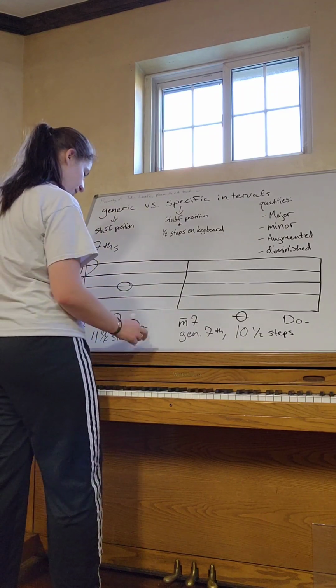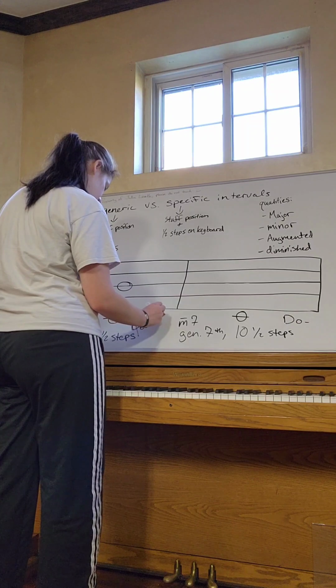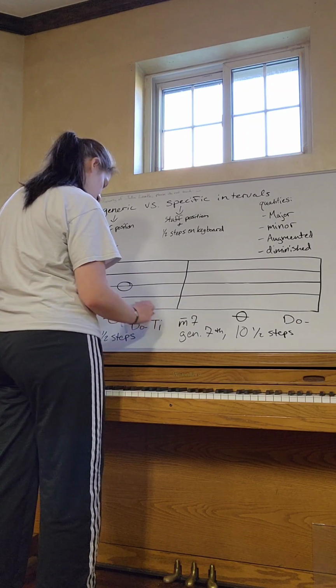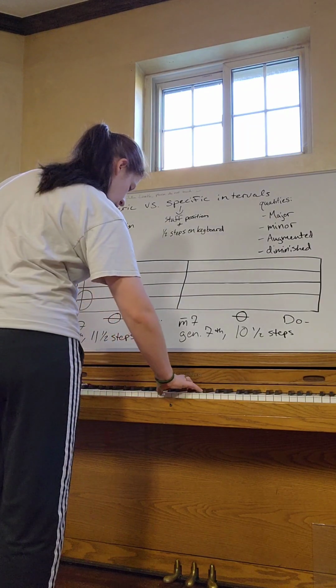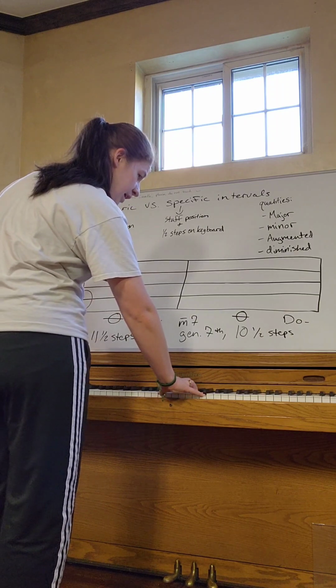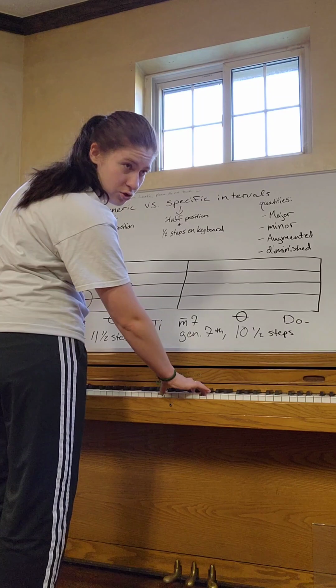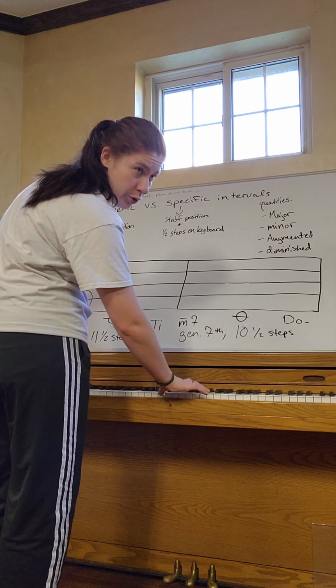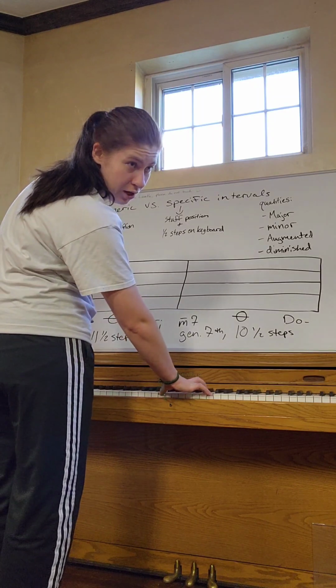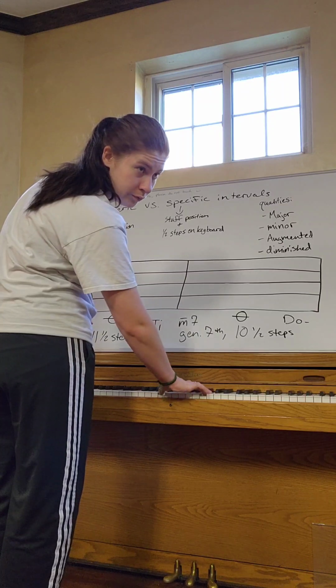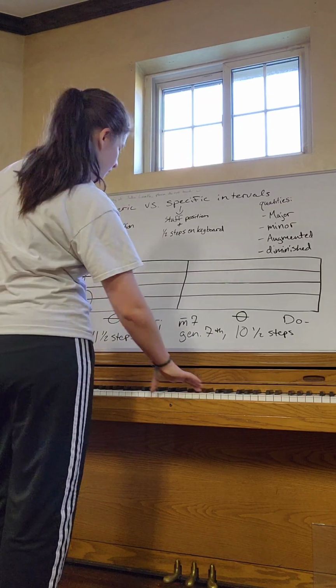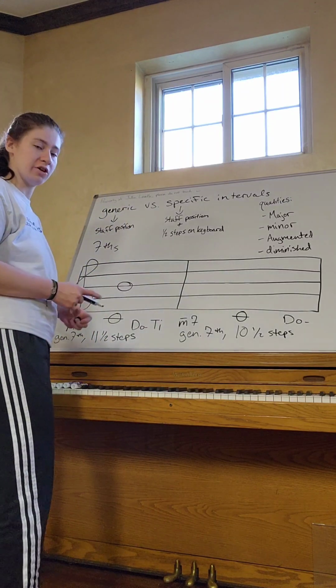So the solfege that we use here is Do, Ti. And that Ti, that's what we call a leading tone because it leads you to Do. Crunch on there for you.